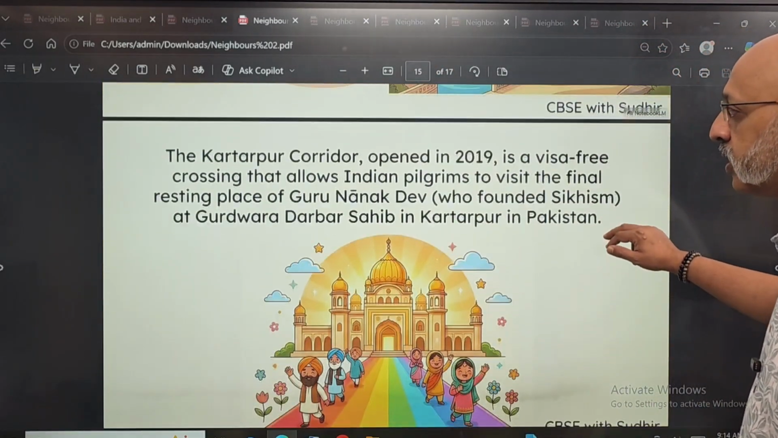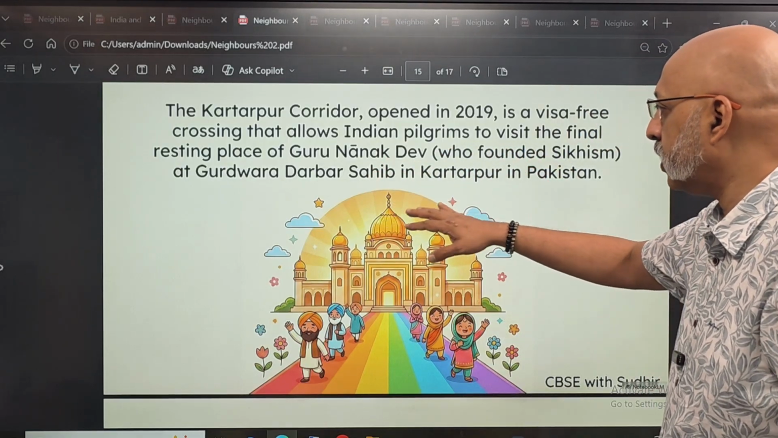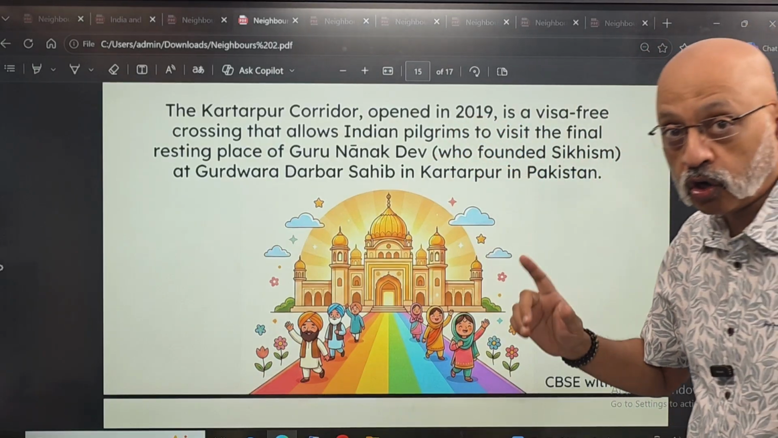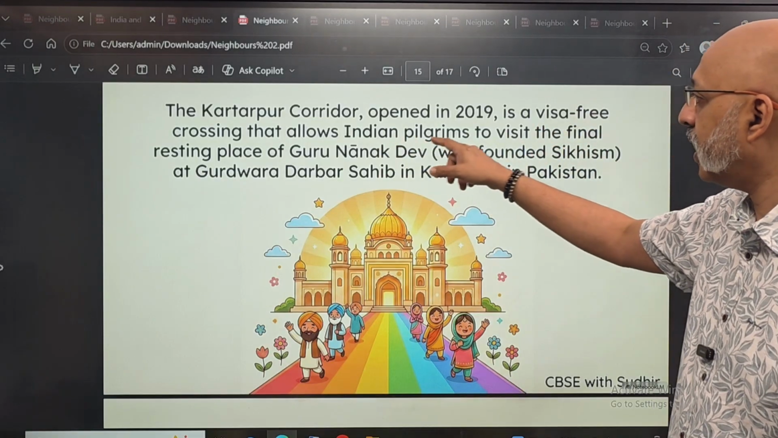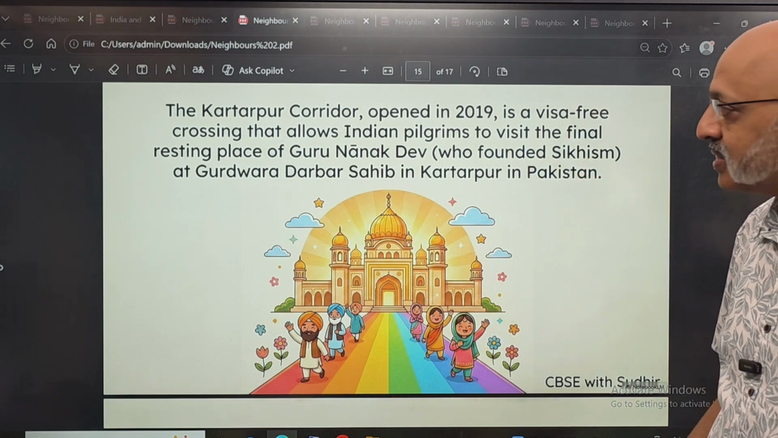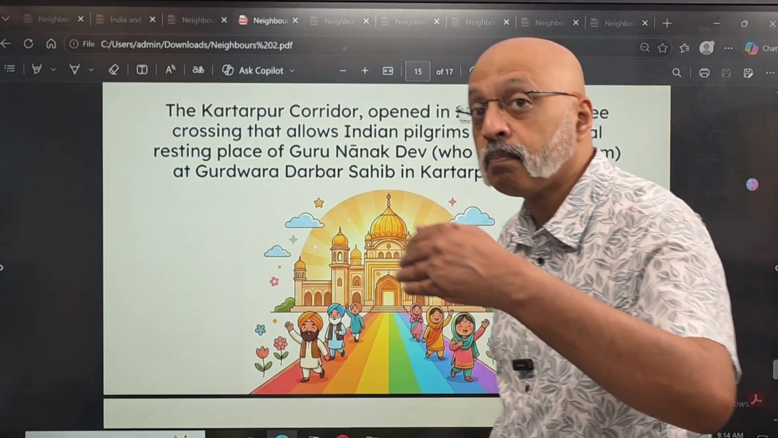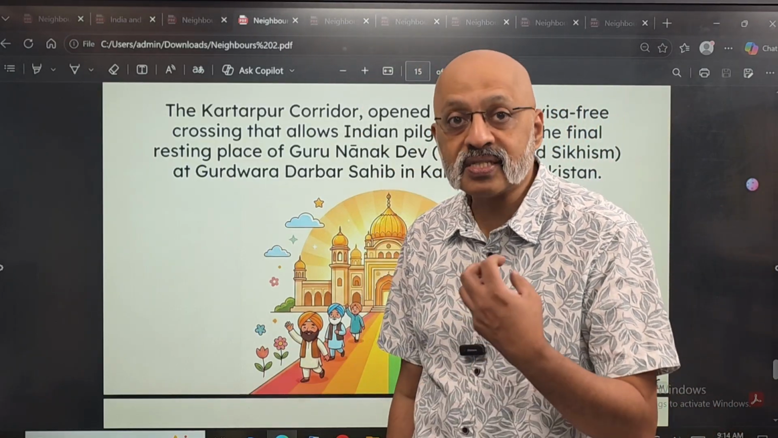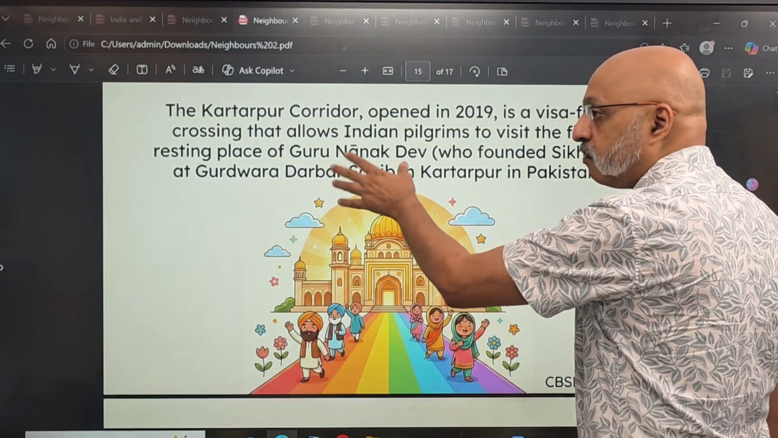Another one which is very important is the Kartarpur Gurudwara, right? Now the Kartarpur Gurudwara Darbar Sahib, the Kartarpur corridor opened in 2019 after a lot of effort by different governments in India. It is a visa-free crossing that allows Indian pilgrims to visit the final resting place of Guru Nanak Dev, who founded Sikhism, at Gurudwara Darbar Sahib in Kartarpur in Pakistan. So Kartarpur is in Pakistan, right? So a lot of effort was made to allow the Sikhs who want to go and visit Gurudwara Darbar Sahib, because this was a final resting place.